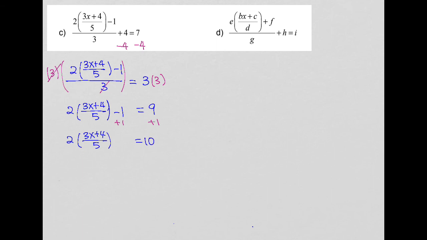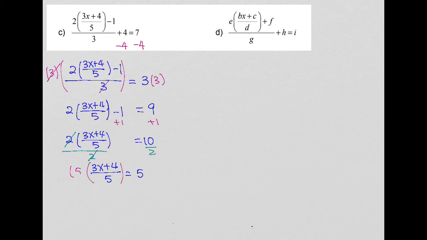And because that's a 2 multiplying the bracket, I'm going to divide by 2 on both sides to remove the 2. So 2 divided by 2 becomes a 1. So that means (3x plus 4) over 5 equals 5. And I want to get rid of the denominator 5, so I times by 5 again. I got 3x plus 4 equals 25. And let's remove the 4 on both sides. Subtract 4 on both sides. You get 3x equals 21. Dividing by 3 on both sides to find x. Therefore, x equals 7.